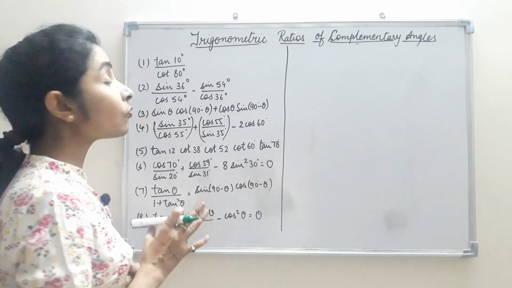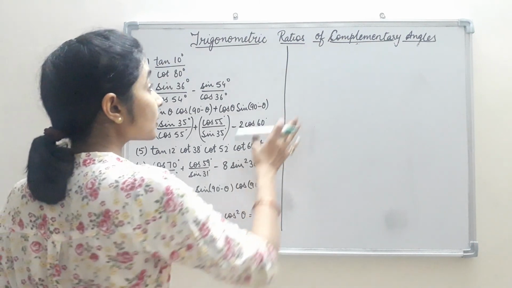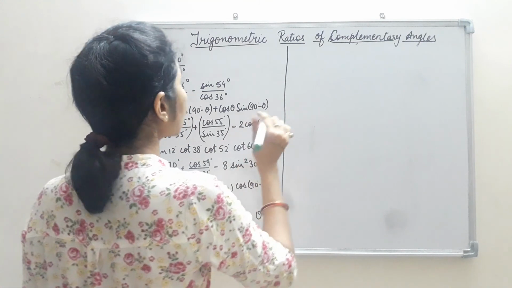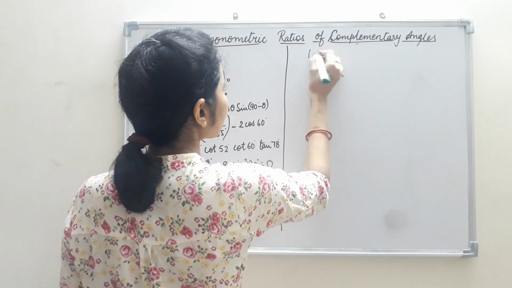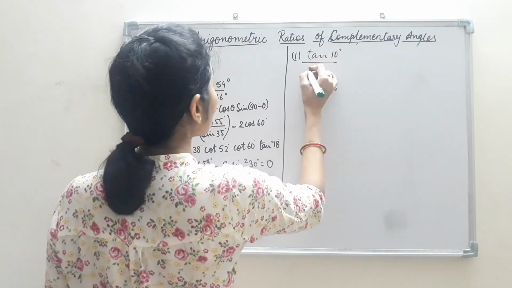Now let's see how we will find out the value without using any kind of tables. How we will find out the values using those ratios that we have just gone through. First, the first question is tan degree upon cot 80 degree.